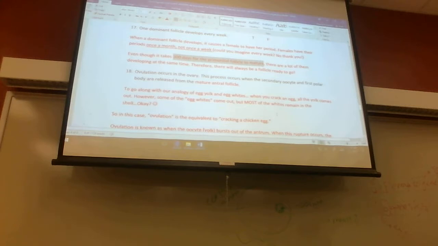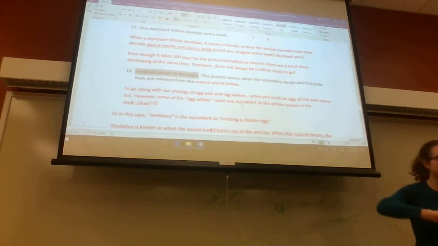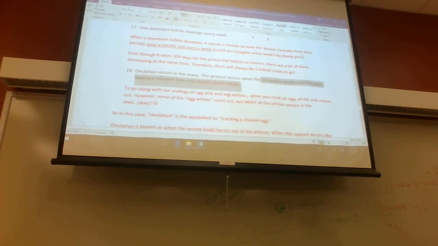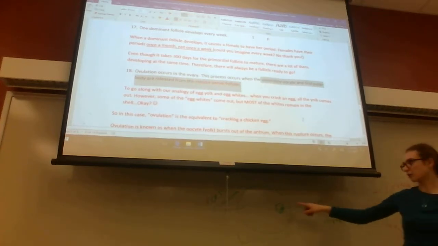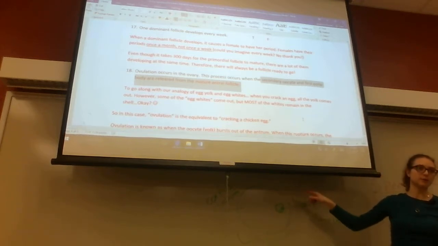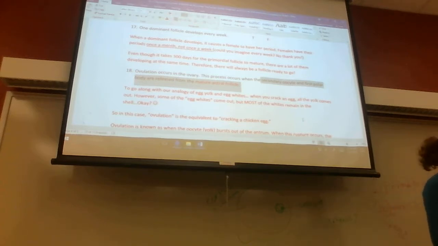So ovulation occurs in the ovary, and ovulation is when these separate. When they separate, you crack the egg, the yolk goes one way, the egg white stays in the ovary. That's ovulation. This occurs when the secondary oocyte and the first polar body are released from the mature antral follicle. The mature antral follicle will stay behind, the oocyte will come out, the polar body will come out, but then it'll be recycled. But just crack the egg.